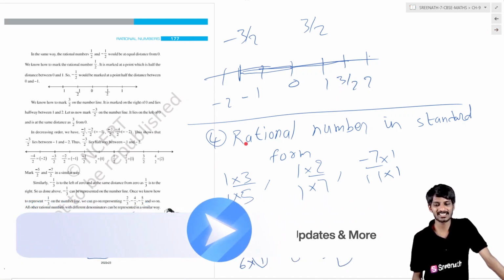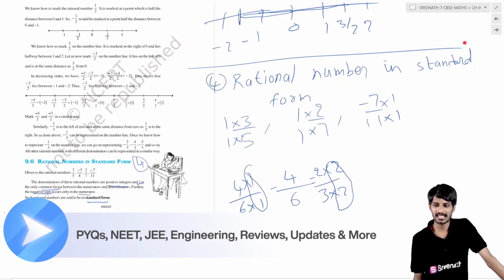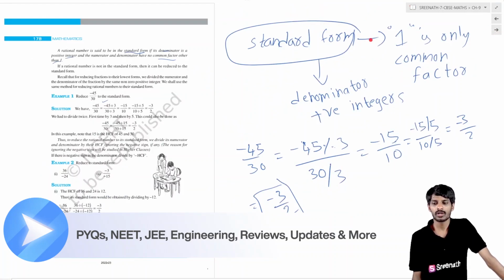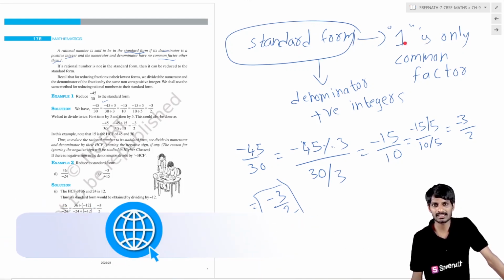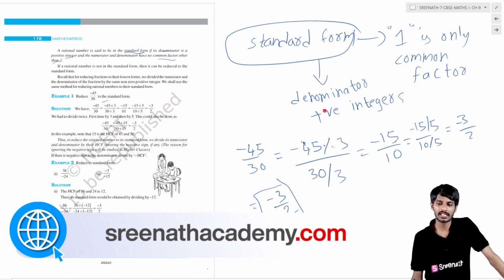Okay students, the next thing is the fourth topic, rational numbers in standard form. So what is the standard form for a rational number? If the numerator and denominator have only one common factor, that is 1, and the denominator is a positive integer, then it is in standard form.